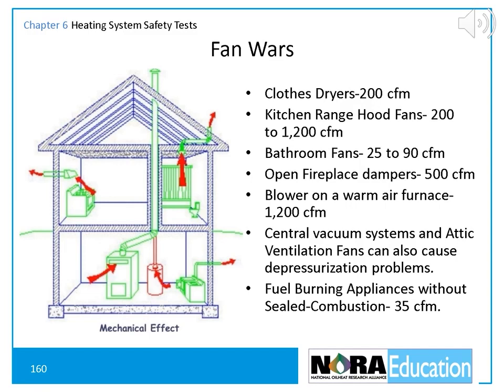An open fireplace flue pulls about 500 CFMs. Fuel burning appliances with sealed combustion pull about 35 CFMs. The blower on a warm air furnace, again one of the biggest blowers in the house, pulls 1,200 CFMs. We also have central vacuum systems and attic ventilation fans that can cause depressurization problems. Notice on this list that one of the smallest draws is the amount of draft that the fuel burning appliance can create. So it's not hard for us to be overpowered by all the other fans.